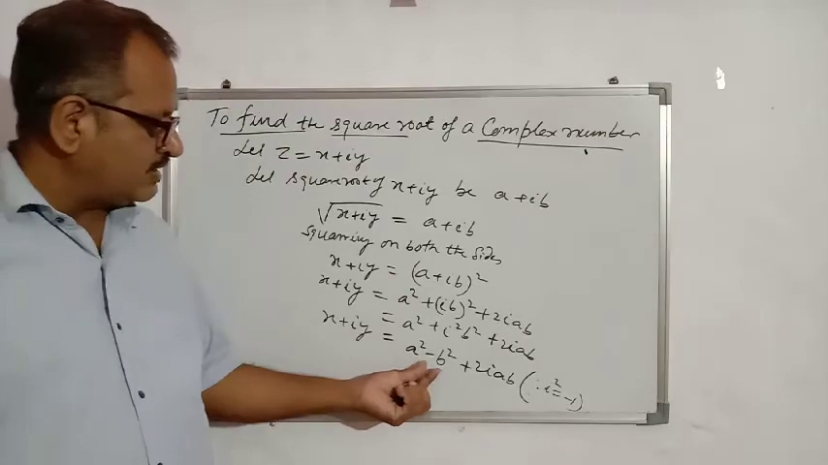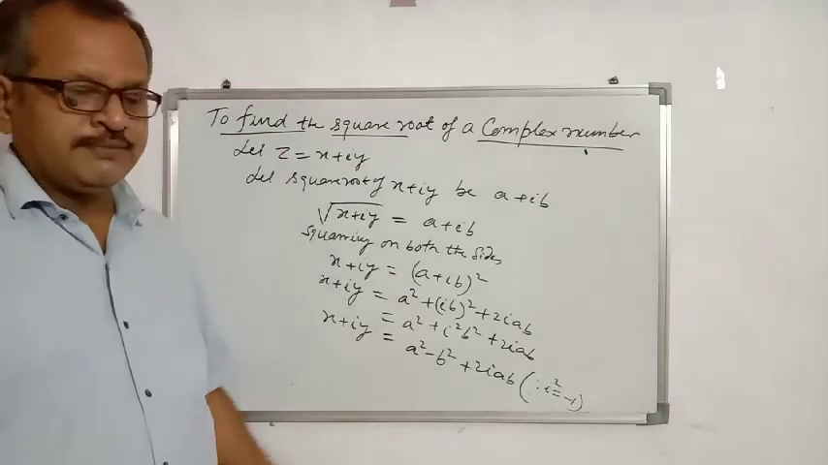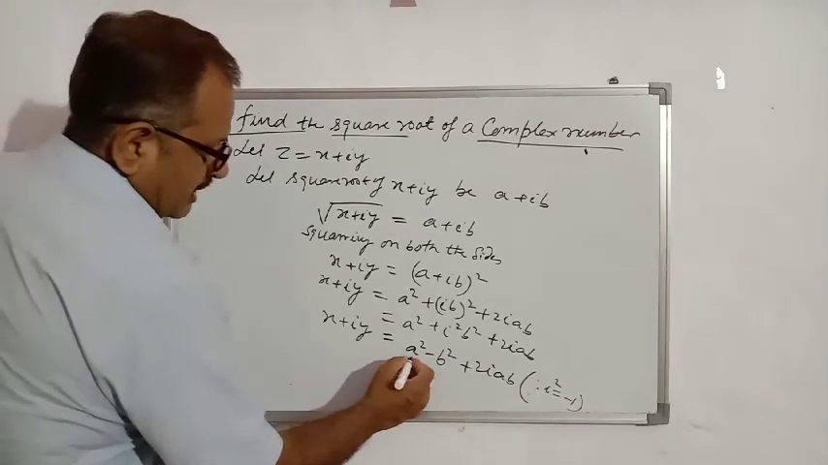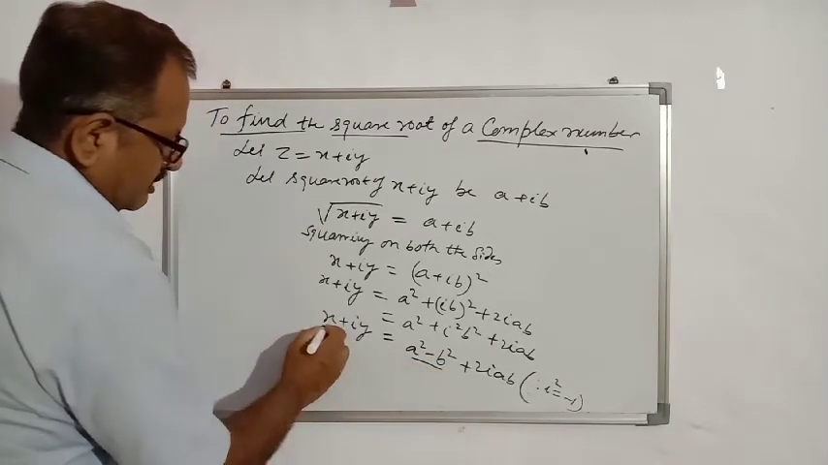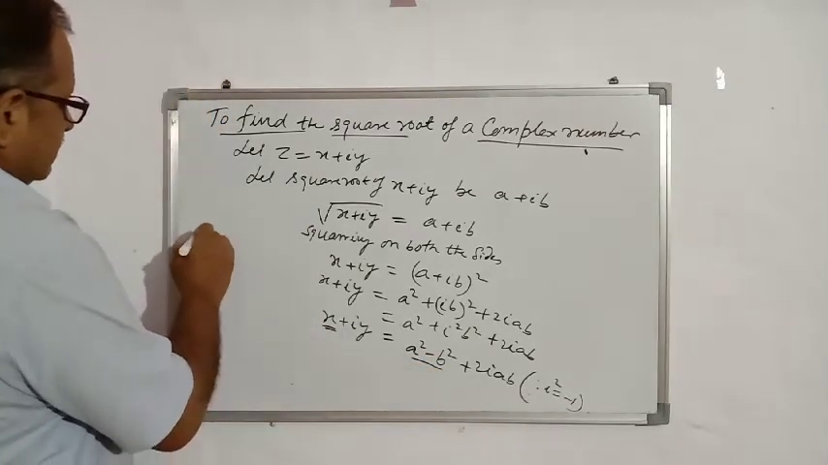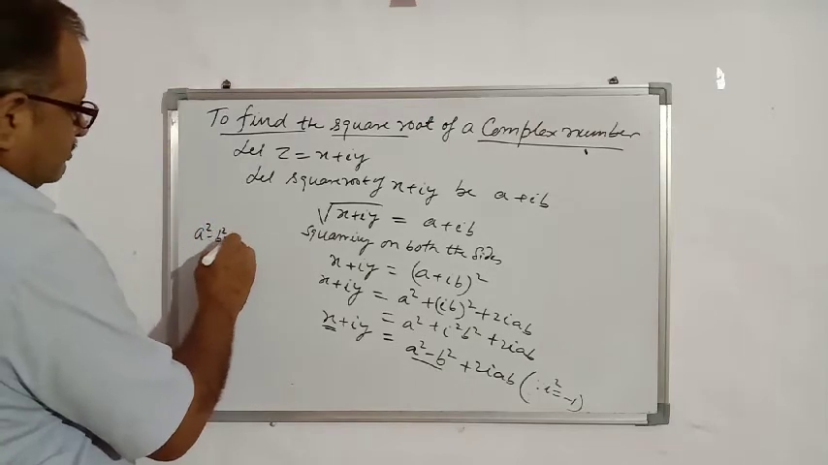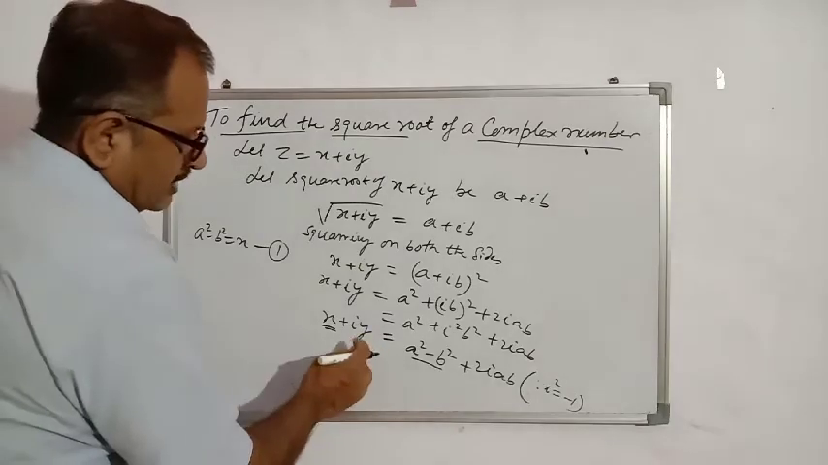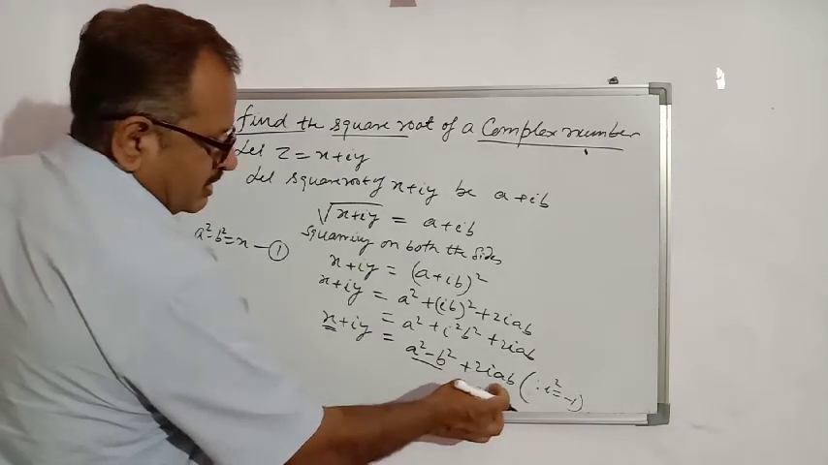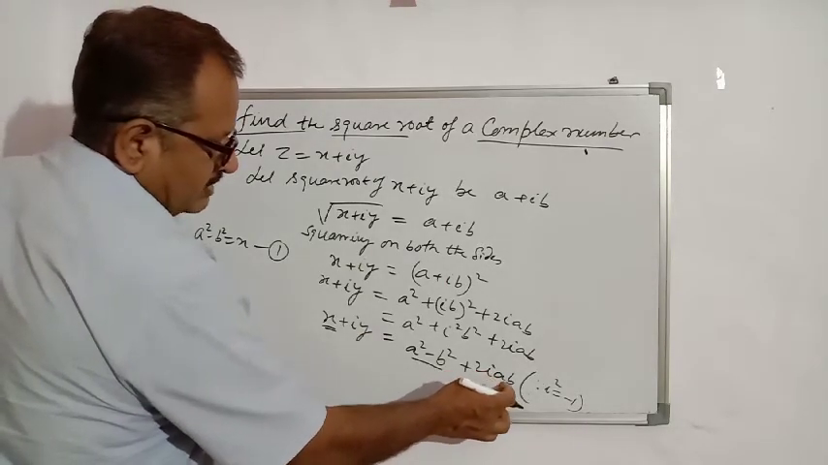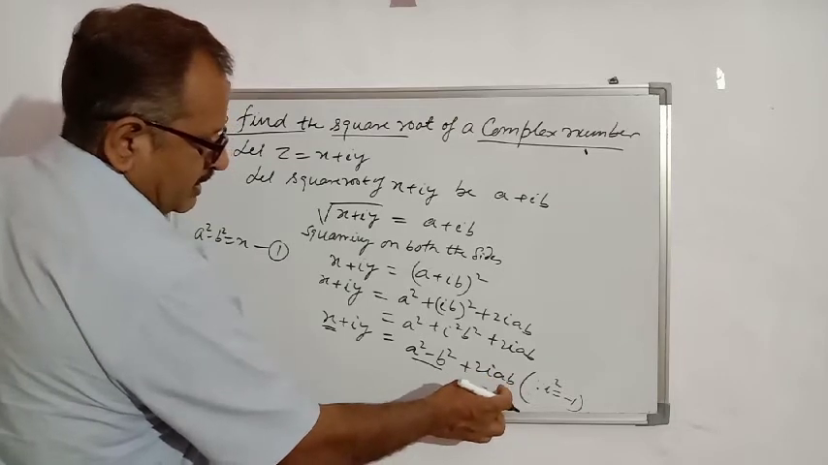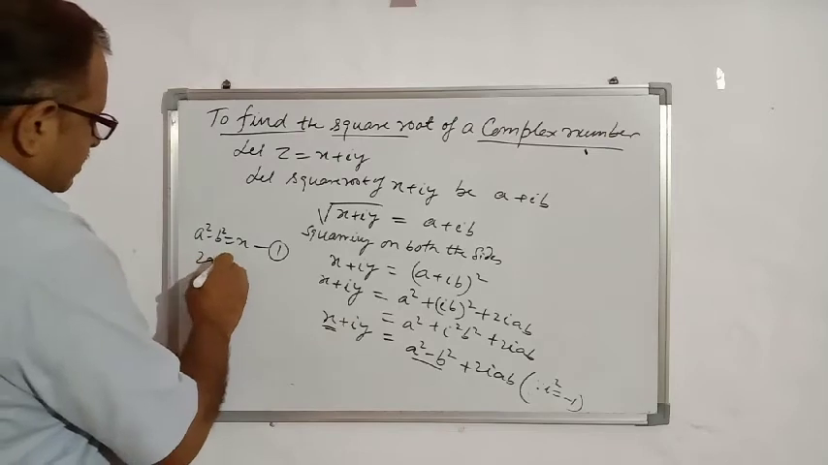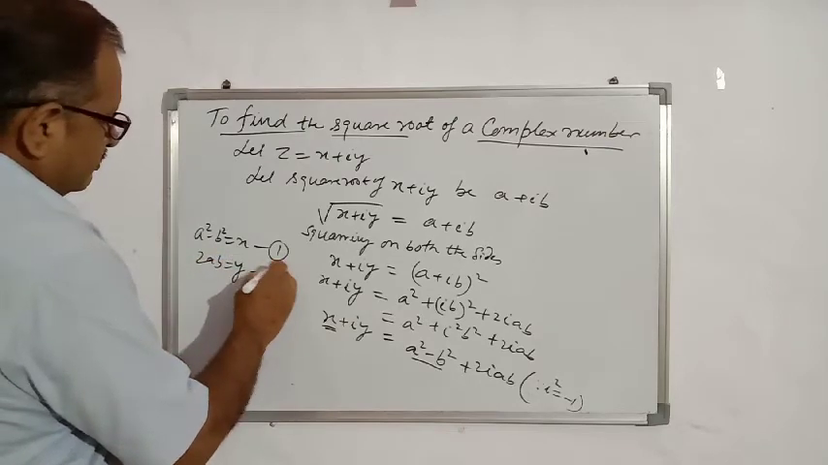Now we will equate the real part and imaginary part. So comparing the real part and imaginary part, what will we get? A square minus b square is equal to x. Equation number 1. And compare the imaginary part, the coefficient of i is the imaginary part. So 2ab is equal to y.